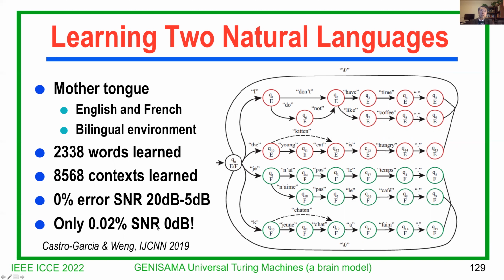And if the signal-to-noise ratio goes down to 0 dB, which means that noise and signal have the same energy, the DN only produces 0.02% error. This is because this network has abstraction into the context. For example, I don't and I do not basically mean the same thing, so that is abstraction. And once you have abstraction, the extension to the noisy environment can perform reliably.